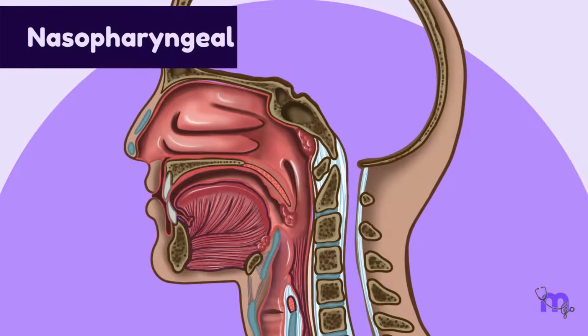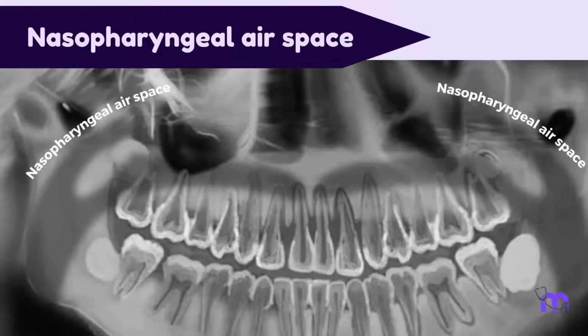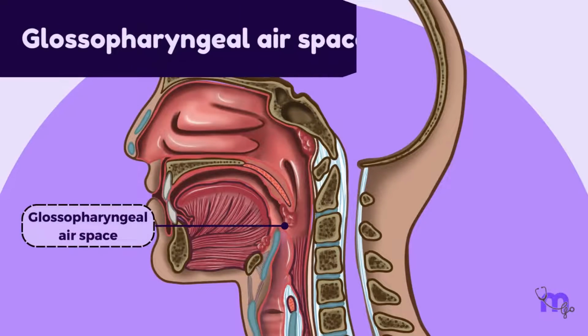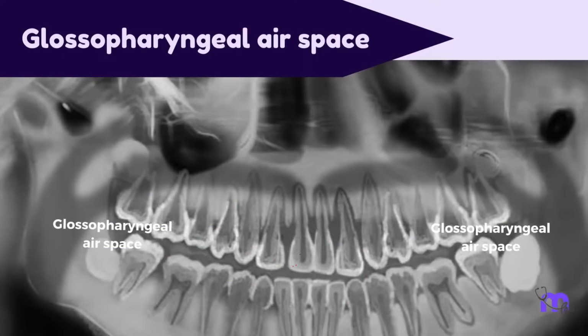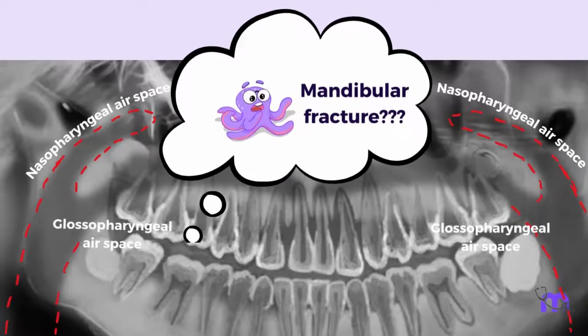Next is the nasopharyngeal air space, which is the portion of the pharynx located posterior to the nasal cavity. Radiographically, it appears as a radiolucent band across the coronoid process of the mandible. We now come to the glossopharyngeal air space, which is a portion of the pharynx located posterior to the tongue and oral cavity. On an OPG, it appears as a diagonal radiolucency located across the ramus of the mandible. Both the nasopharyngeal and the glossopharyngeal air spaces are often misinterpreted as mandibular fractures.